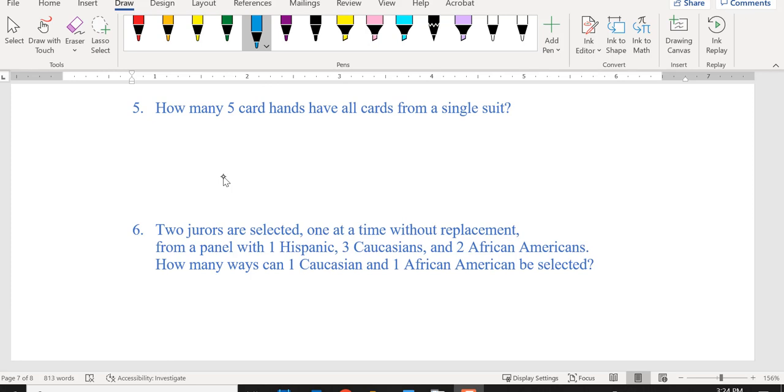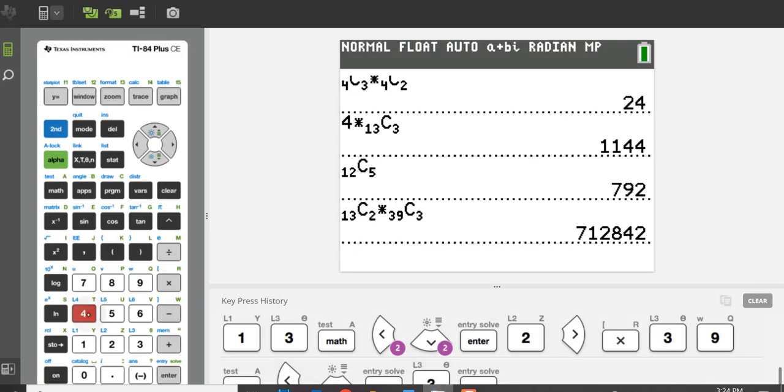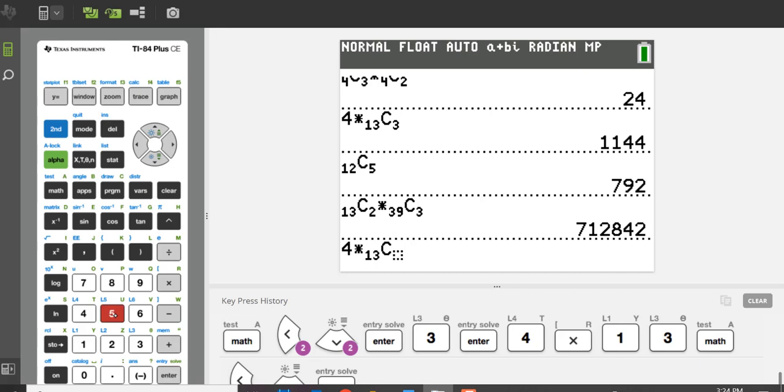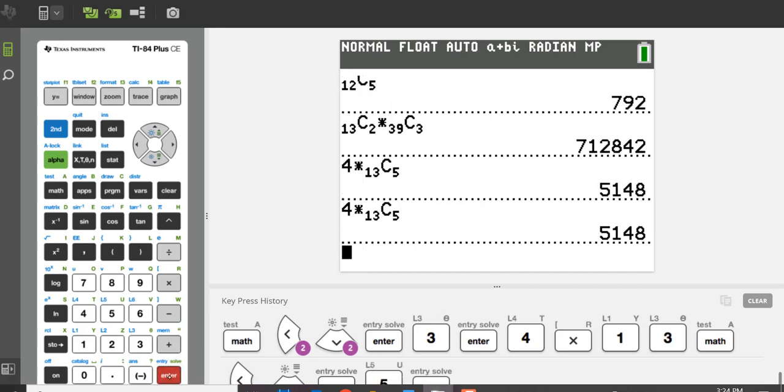Okay, number 5. How many 5-card hands have all cards from a single suit? Combination. There's 13 cards in a suit, and you want to pick 5 of them. But that's just for the hearts. You've got 4 different suits to do that from. So what is 4 times the combination of 13, pick 5? 5148.